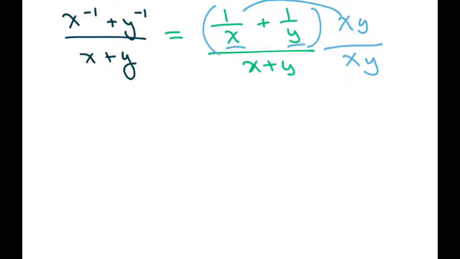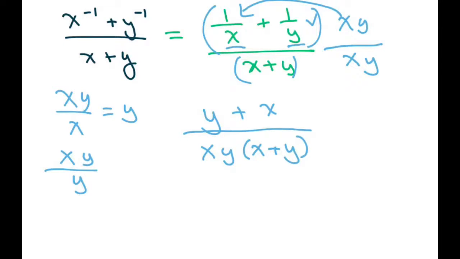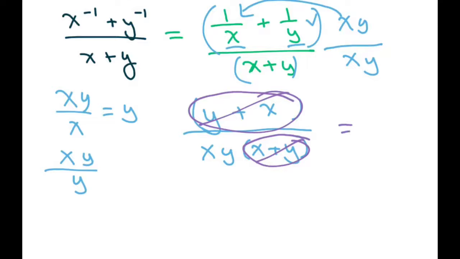So when we multiply the numerator by xy, we're going to get xy divided by x, which just equals y. And then when you multiply xy times the second piece here, that's just going to be plus x. And then for the denominator, you multiply xy times x plus y. Now these two are the same. This and this are the same because they're both pluses. So those two cancel. So your final answer is 1 divided by x over y.